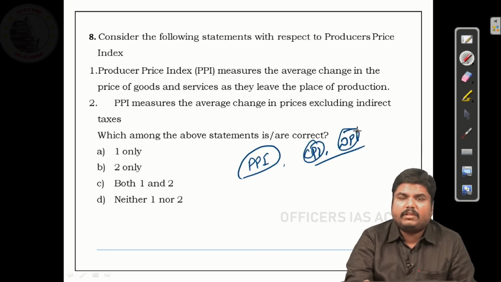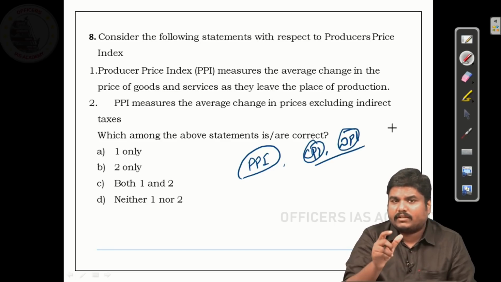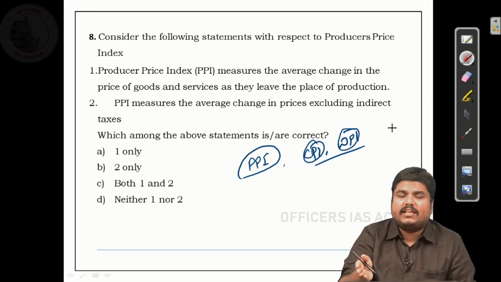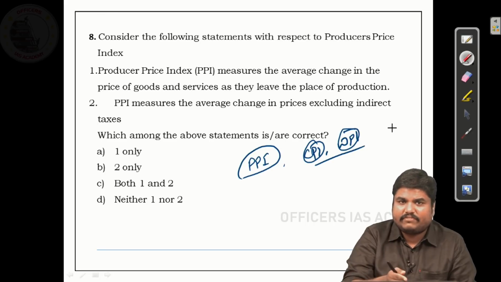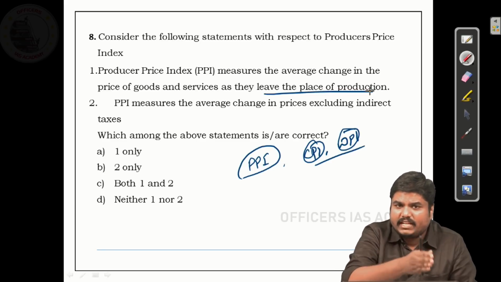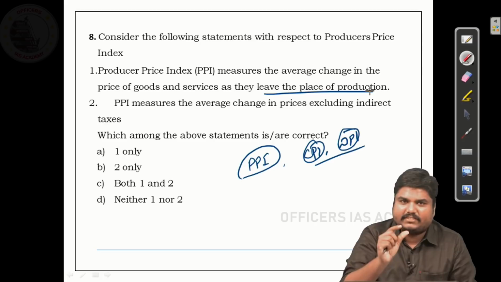The CPI or WPI is measured when the product comes to the market, but PPI is measured when the product is ready for hitting the market, the moment it leaves the factory. At that point, as they leave the place of production, what is the price change, right?